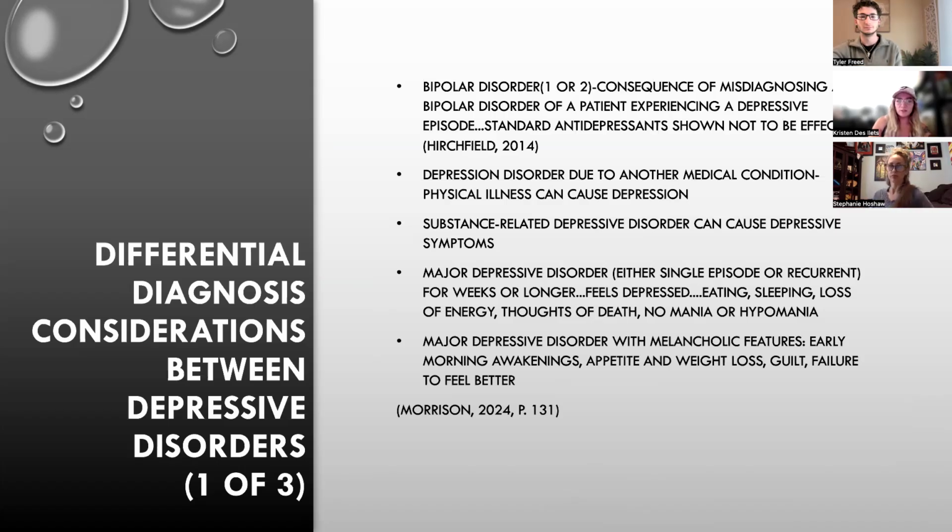And then we have major depressive disorder, either single episode or recurrent. So this includes 2 weeks or longer of feelings of depression, changes in eating and sleeping, and loss of energy, thoughts of death, no mania or hypomania. Then we have major depressive disorder with melancholic features, which is early morning awakenings, appetite and weight loss, guilt, and failure to feel better even when good events happen.